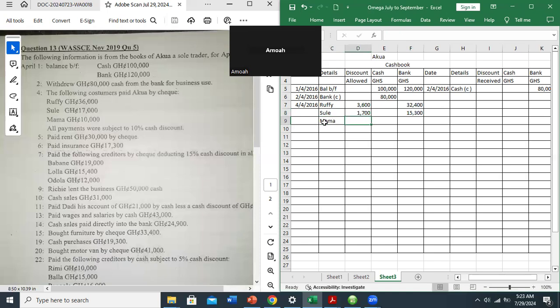So the figure is 10,000 times 10%. That'll give us a discount allowed of 1,000. So the net figure will be 9,000. So this is how you record your discount allowed.